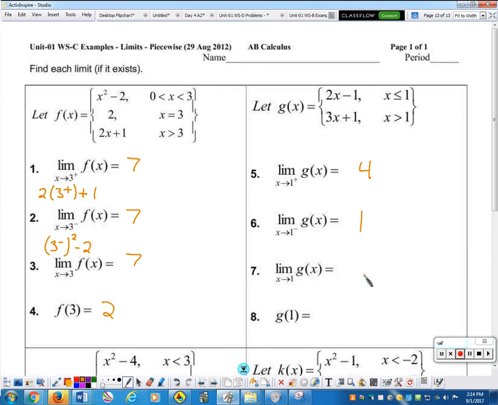Number 7. Just look at it. What is it? Non-existent. G of 1. This says whenever x is equal to or less than 1. So now x is exactly 1. 2 times 1 is 2 minus 1 is.